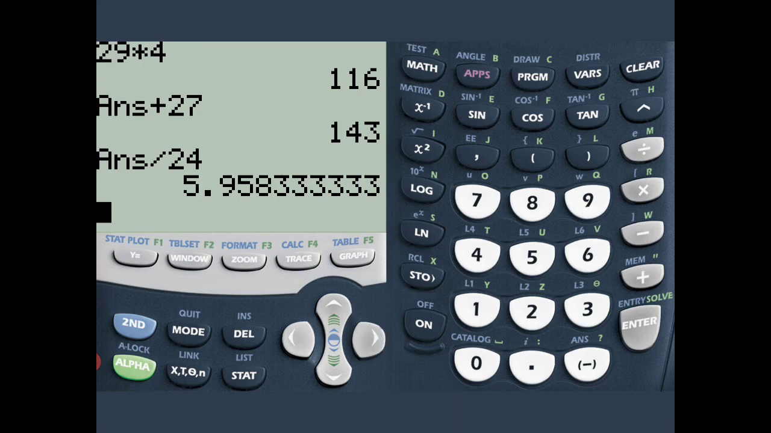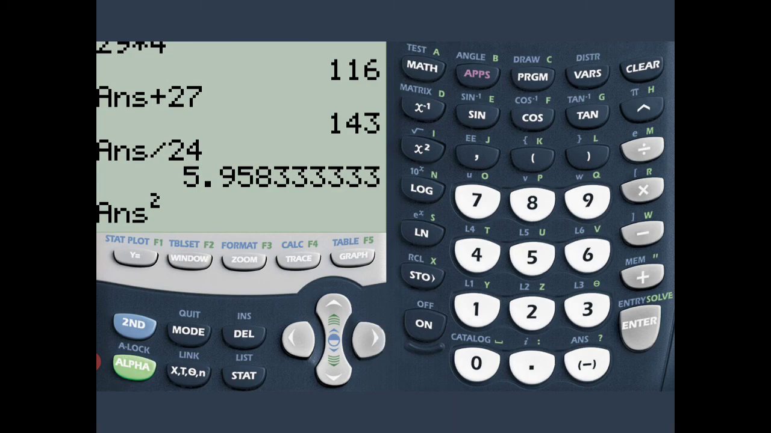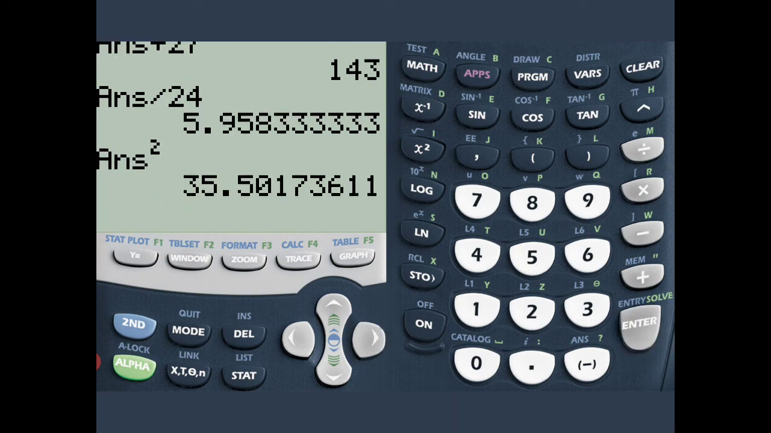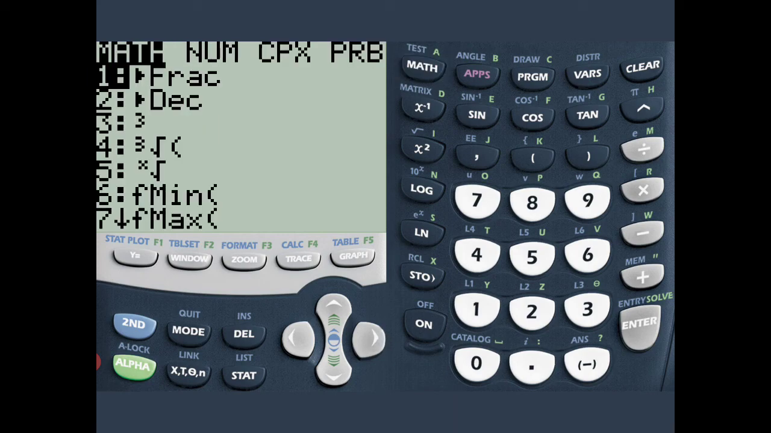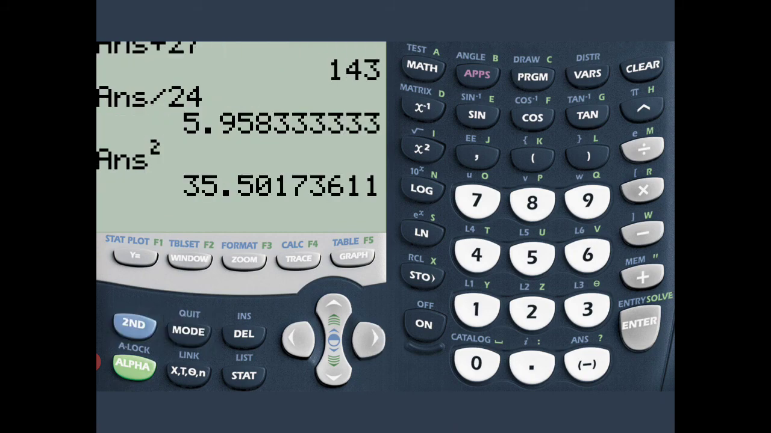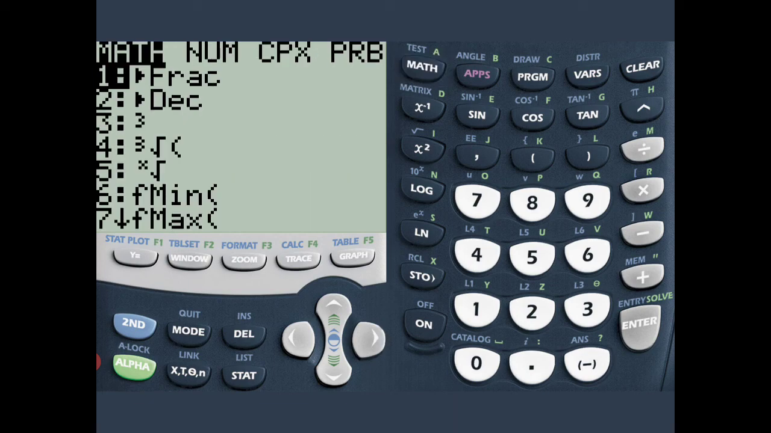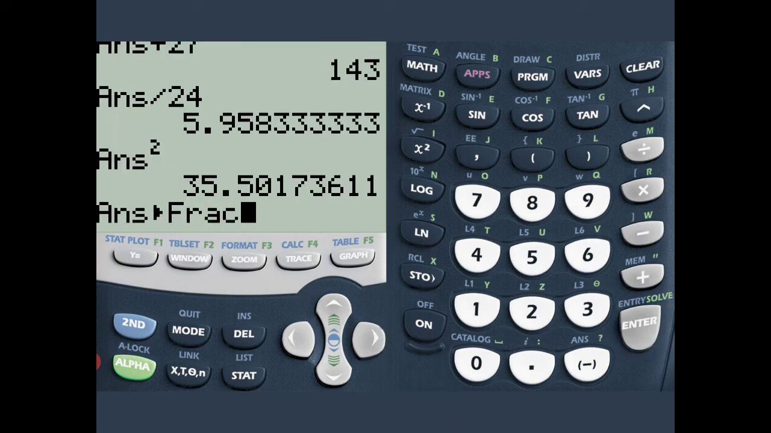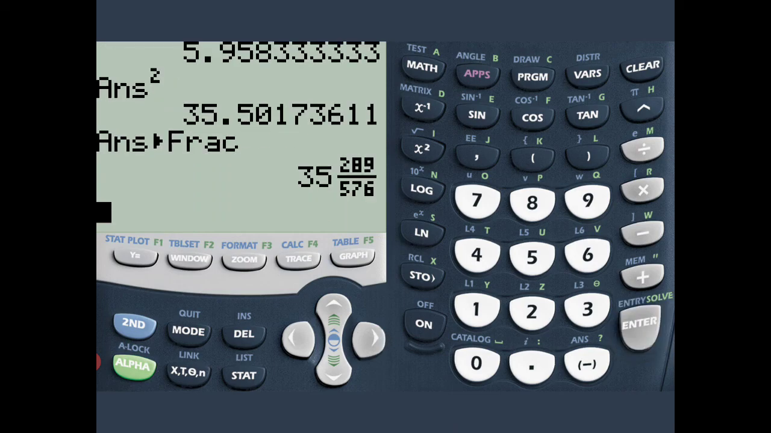I'll show you a neat trick here. If I square this, because that's what I ended up doing, right? I end up with 35.5 and so on. There's a neat little function here. If you press math, and the first option there, frac, it turns that decimal, which is a rational number, into a fraction. So you get this.